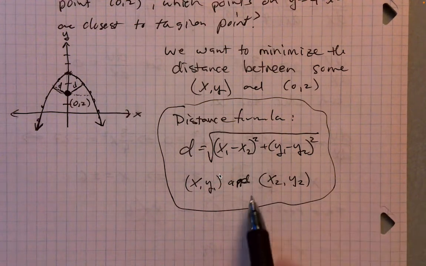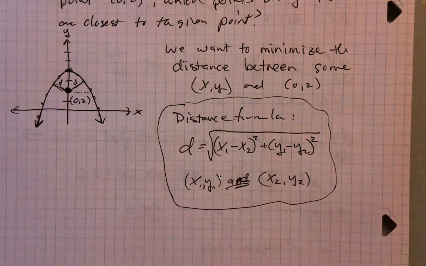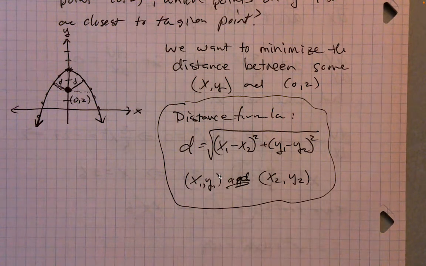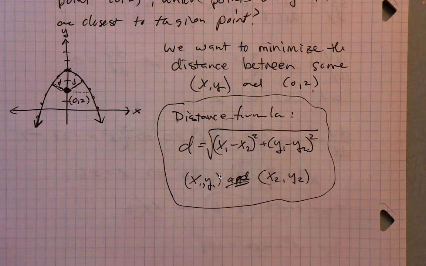That's the word there, sorry about that. So you've got 2 points, x1, y1, and x2, y2, and this formula tells you the distance between them. That's the formula we're going to use here, and that's what we're going to use to minimize this. So let's plug our given point into this formula and see what we've got.